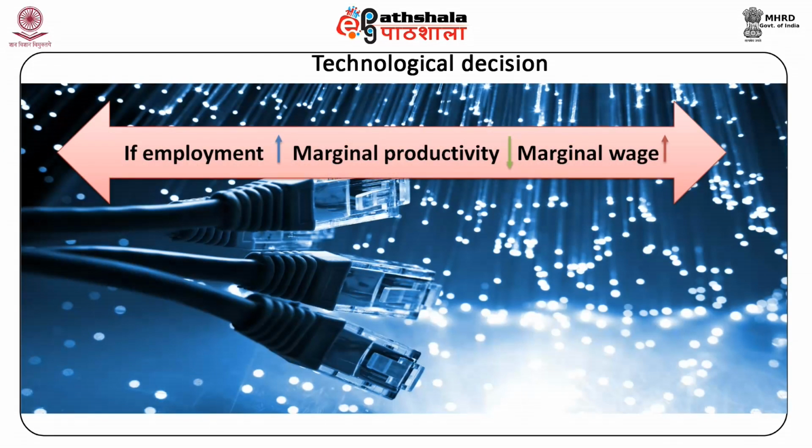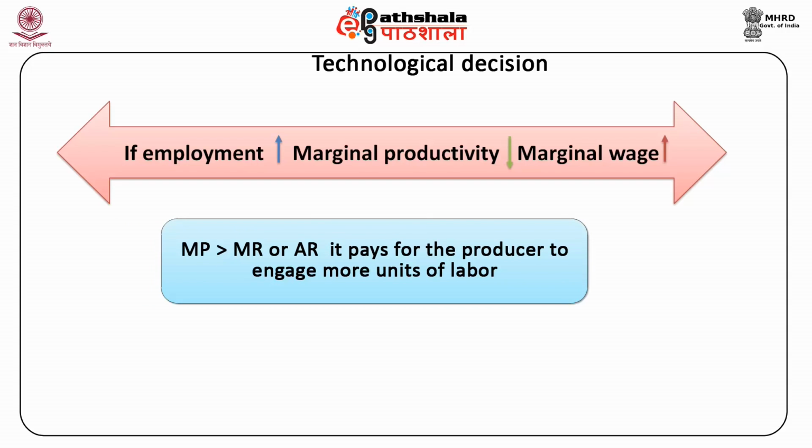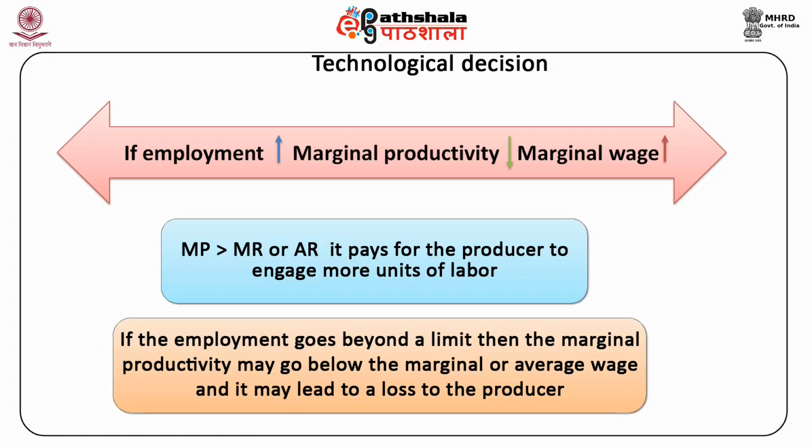If employment increases, the marginal productivity falls, and usually the marginal wage rises. As long as the marginal productivity is greater than marginal or average wage, it pays for the producer to engage more units of labor. But if the employment goes beyond a limit, then the marginal productivity may go below the marginal or average wage, and it may lead to a loss to the producer. At the margin, a producer would decide to stop employing more labor as soon as marginal productivity and marginal wage become equal to each other.